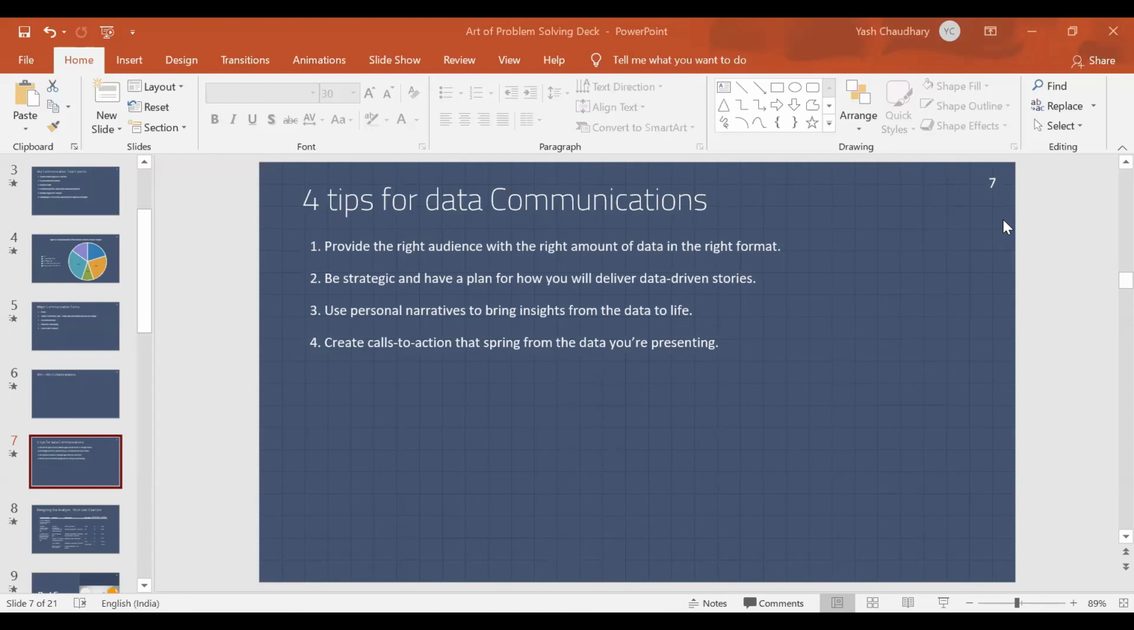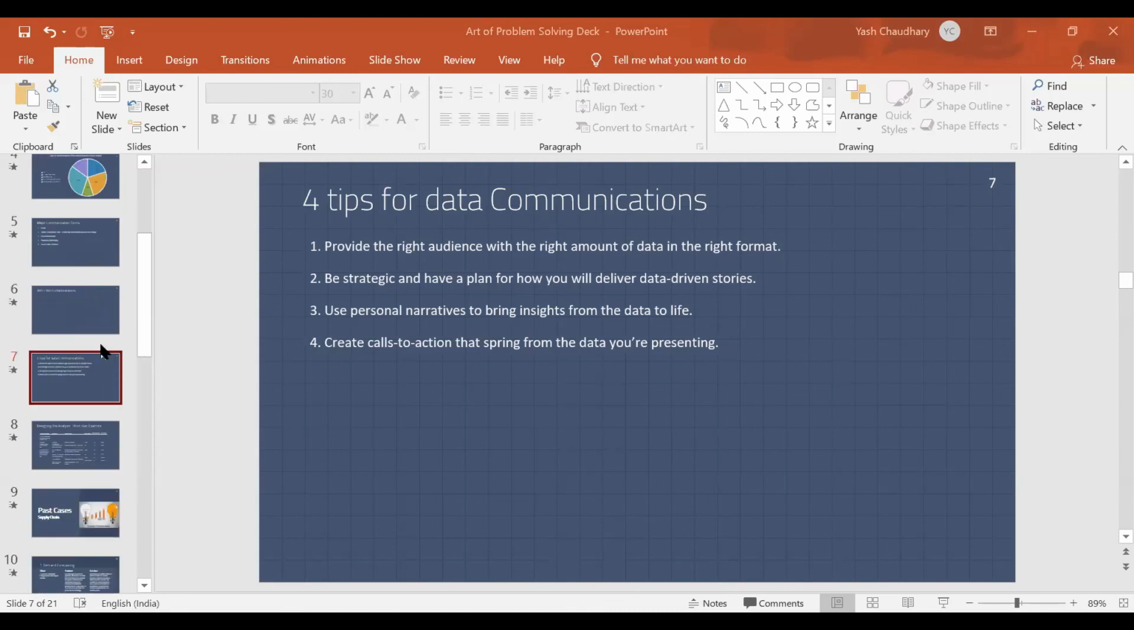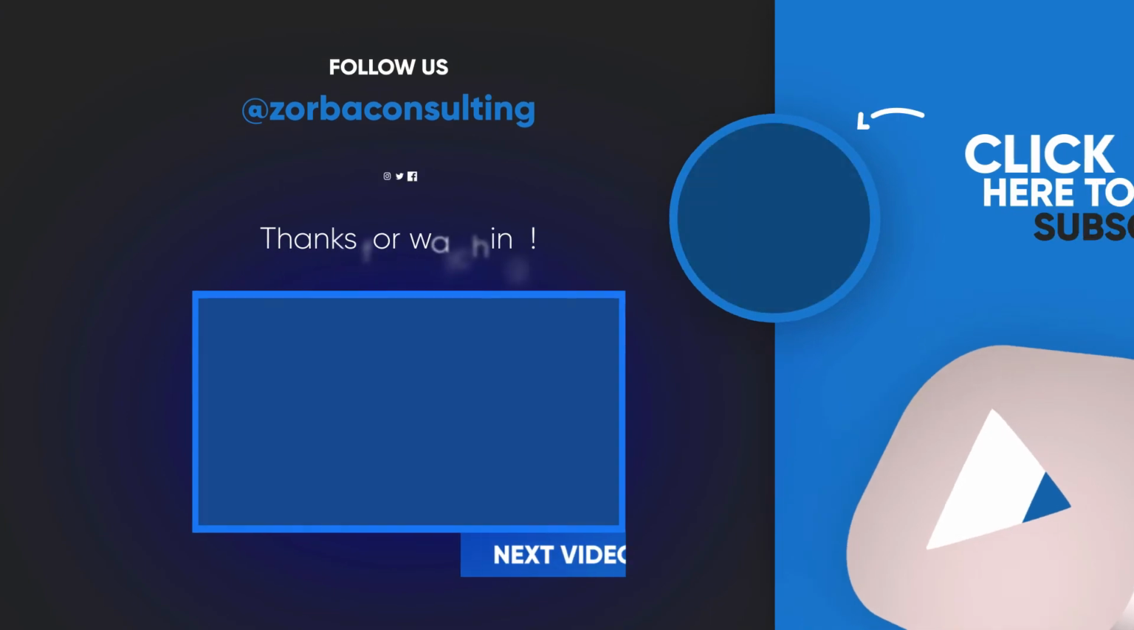And I think insights from the data, call to action, all of that is pretty standard stuff. I think you have understood most of it.